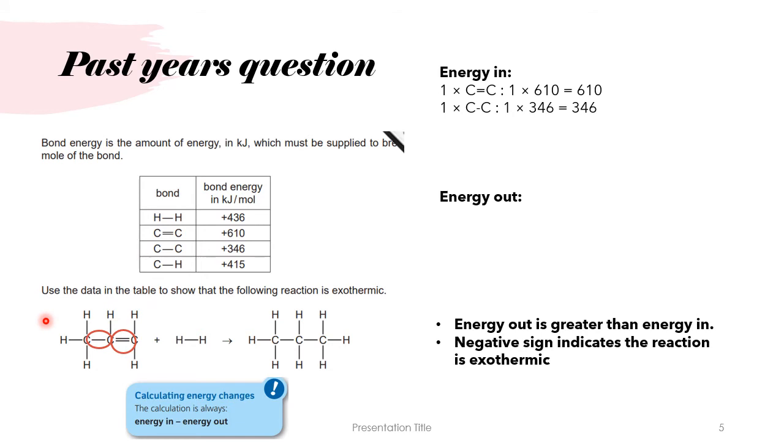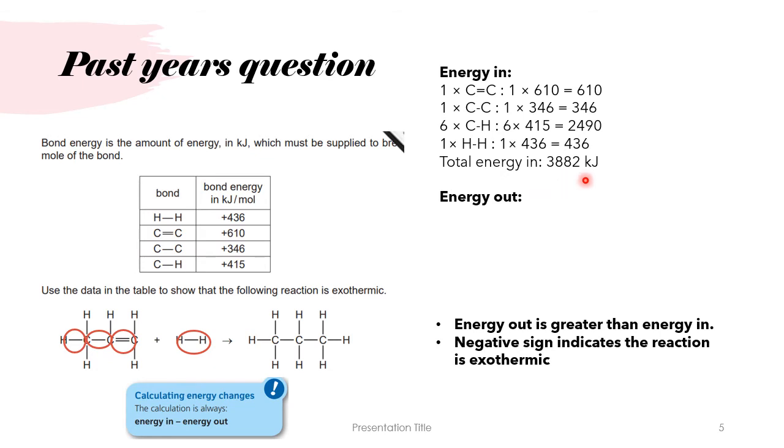Dan kita ada hydrogen to carbon bonding. Okay, kita ada 1, 2, 3, 4, 5, 6. So nilai carbon to hydrogen adalah 415. So 6 times 415. So kita dapat 2490 energy in. Okay, ada satu lagi bonding energy in dekat sini adalah hydrogen gas. So hydrogen to hydrogen is 436. So 1 times 436. So total energy in adalah campurkan semuanya. So you will get 3882 kilojoule.